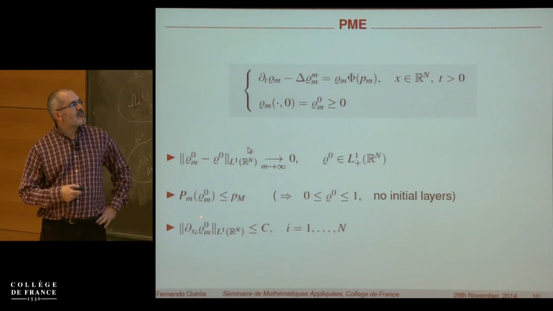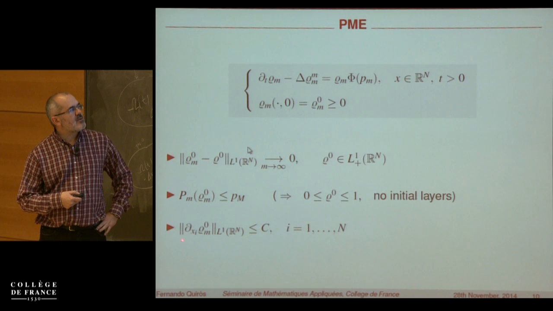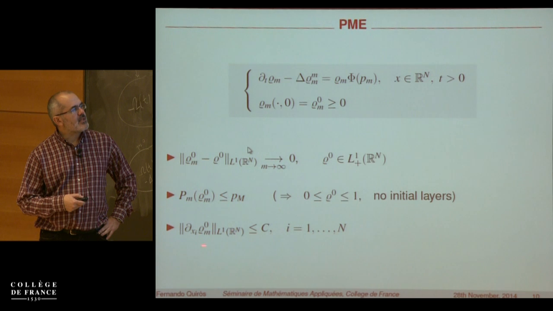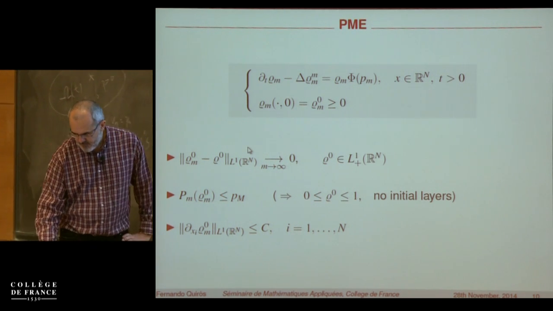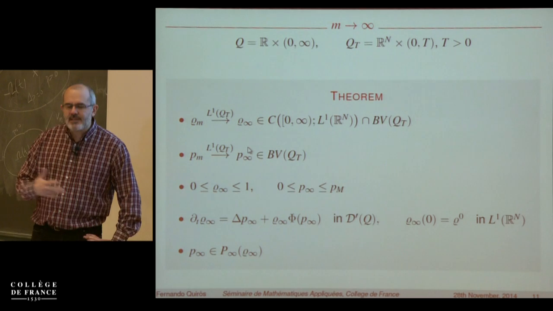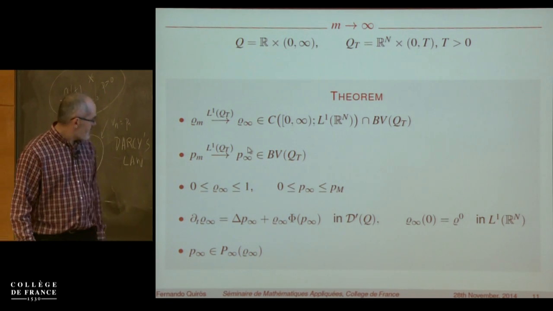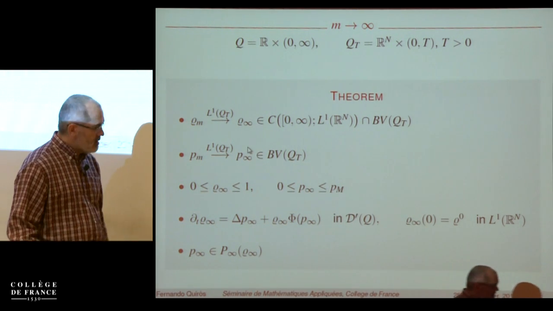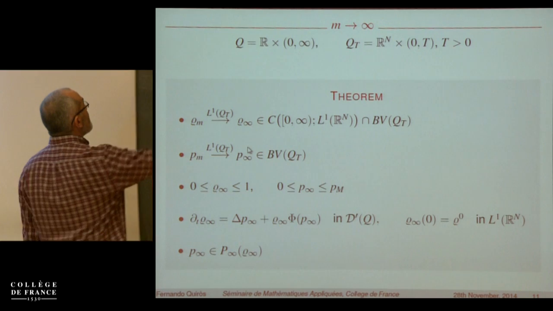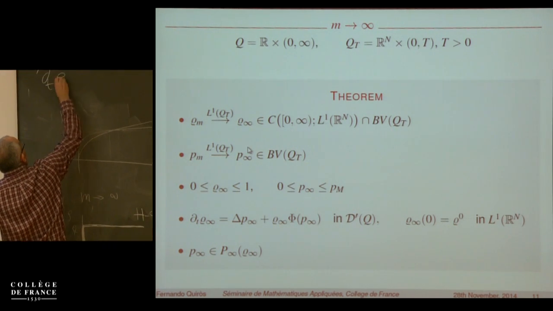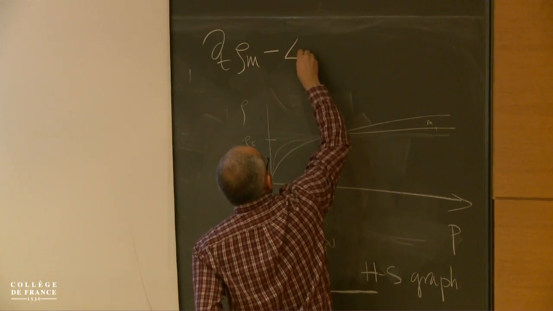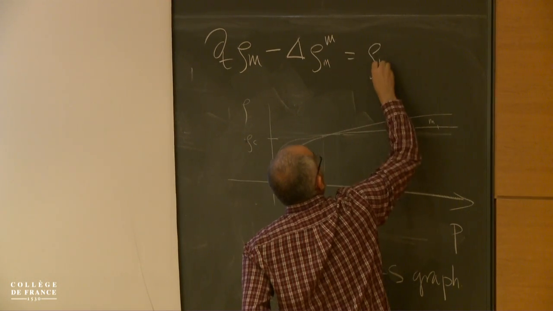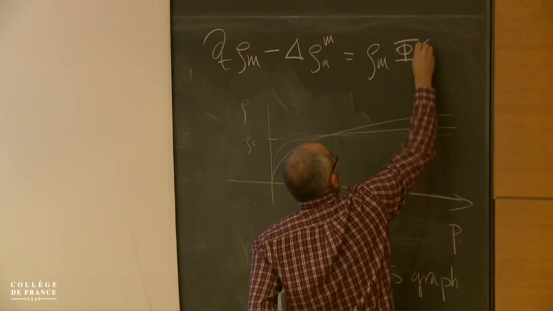And then we have some technical assumption. We want to get a BV bound, so we will ask the initial data to have gradients bounded in L1. Let me write somewhere the equation before passing to the limit. What we have is that d_t rho_m plus the Laplacian of rho_m to the m equals rho_m times phi of p_m.